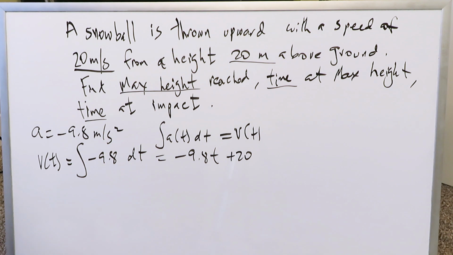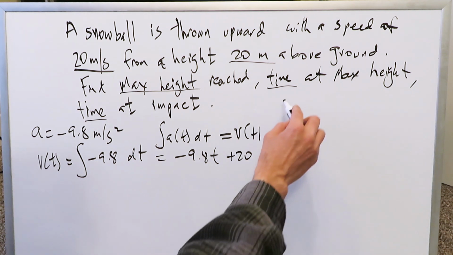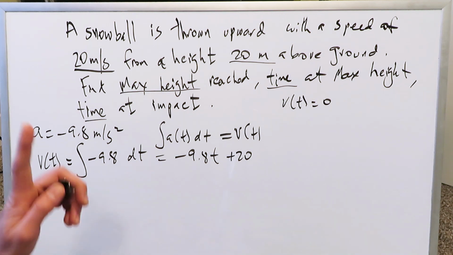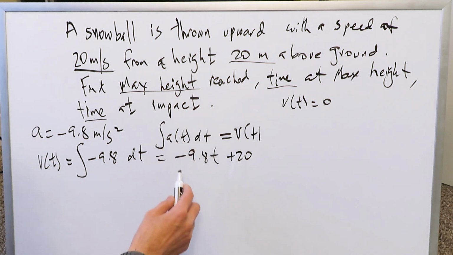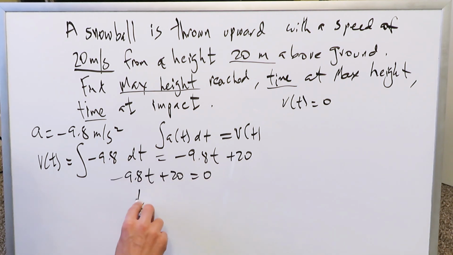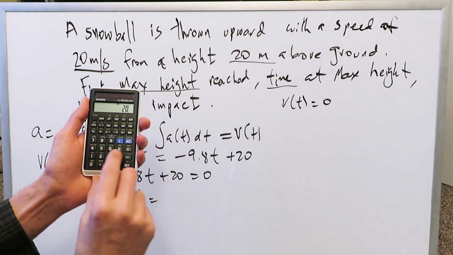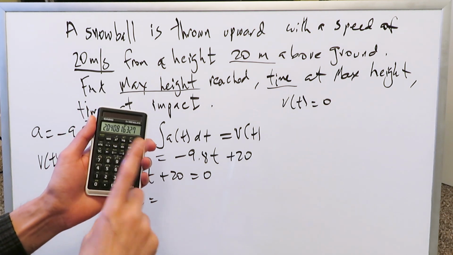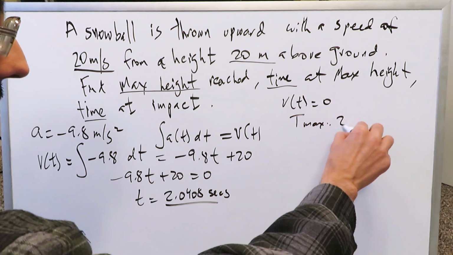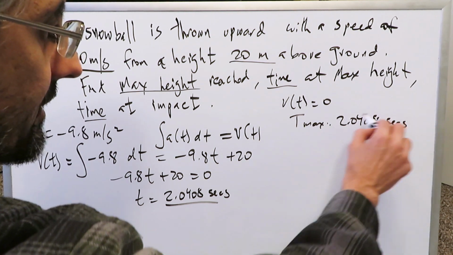Now you have to find the time at maximum height. When the snowball is at its maximum height, what do we know about the velocity? It will be equal to 0. Why? Because that's when the direction will change and the snowball will start coming down. You can take this exact same equation, minus 9.8t plus 20, set it equal to 0 and solve for t. That gives you the time at the maximum height: 20 divided by 9.8, which is 2.0408 seconds. That's a figure we can save: time at maximum, 2.0408 seconds.